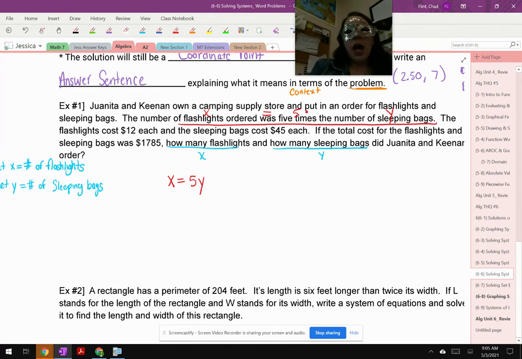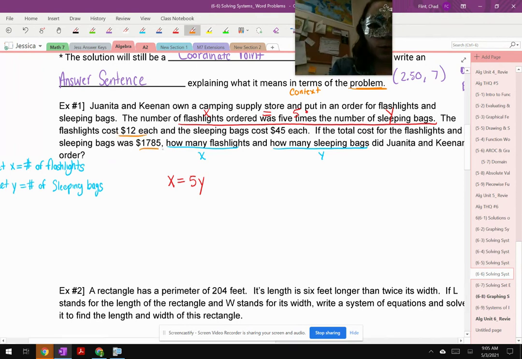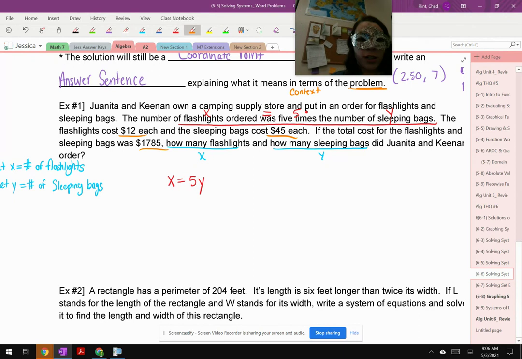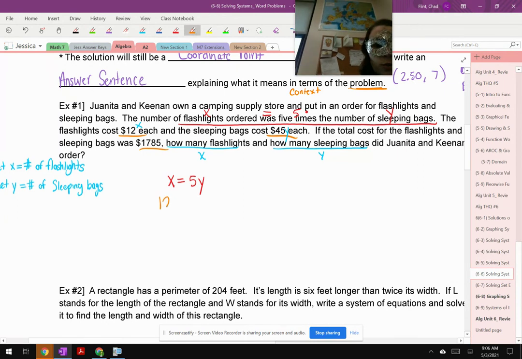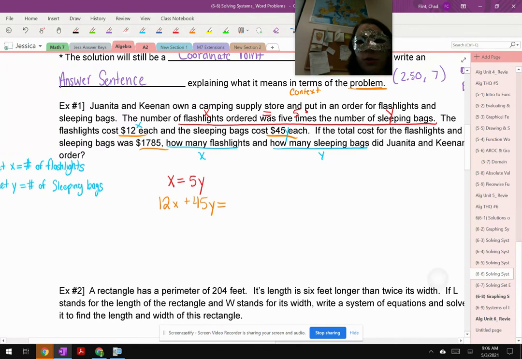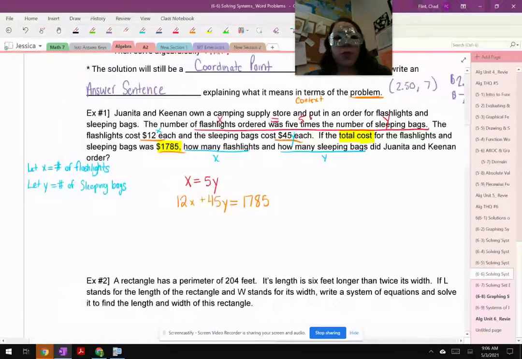So now the next information all has to deal with money, and that makes sense because we're going to use all 3 of those in an equation together. Because when we add money and money, it has to equal money. So the flashlights cost $12 each. So the 12 has to go with the X. And the sleeping bags, the $45 each, has to go with the Y. So 12X plus 45Y is equal to, remember, looking for that total cost, $1,785.